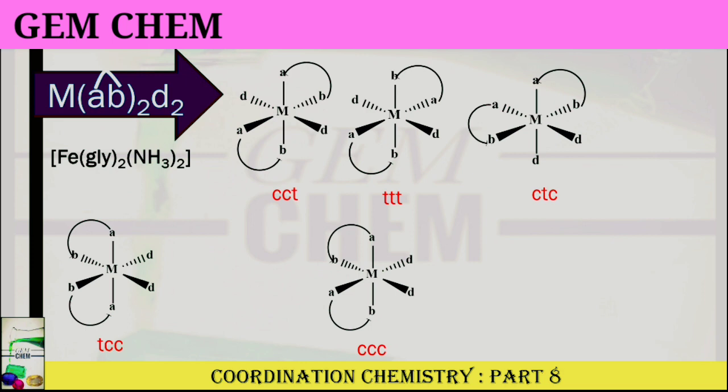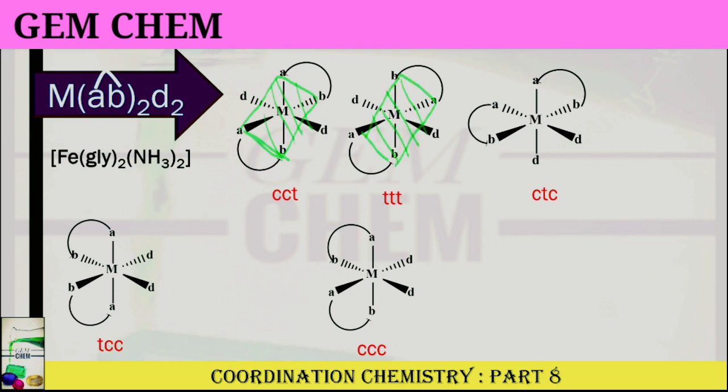So here you can see a symmetry element will pass through this. So this is our sigma plane. As a result, this will be optically inactive. Next one also we are going to see a plane passing through this. So this is also optically inactive.